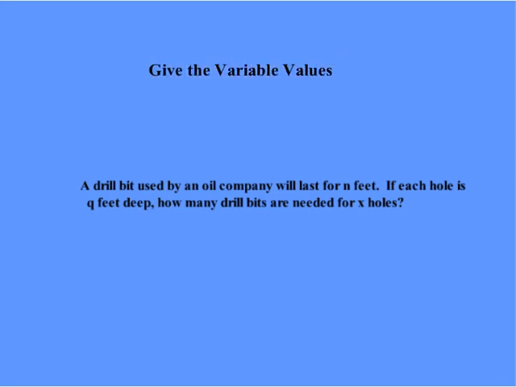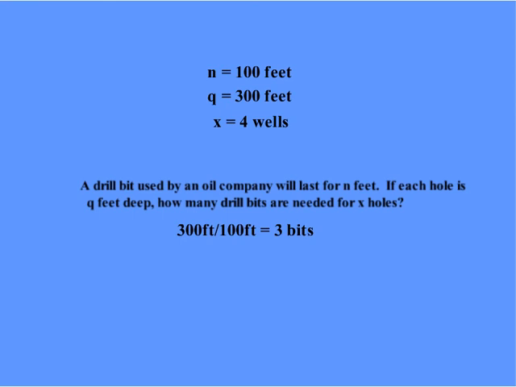Let's say that n, the number of feet a drill bit will last, is 100 feet. And let's say that each of these wells is q, or 300 feet deep. And we want to do 4 wells. Well, you just divide 300 feet by 100 feet to find out how many bits you're going to need, wouldn't you? And so you need 3 bits per hole. If I'm going to do 4 wells, that's 3 times 4.